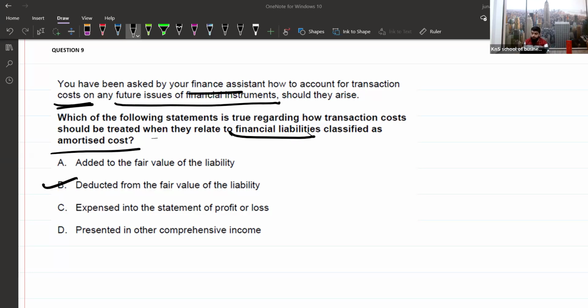Very good. No, it should not be deducted, Renuka. It should be added in the value of investment. It should be capitalized. Are you getting the point? If there's a financial asset and we are making an investment in the equity instrument using the fair value through OCI, then the transaction cost should be capitalized.